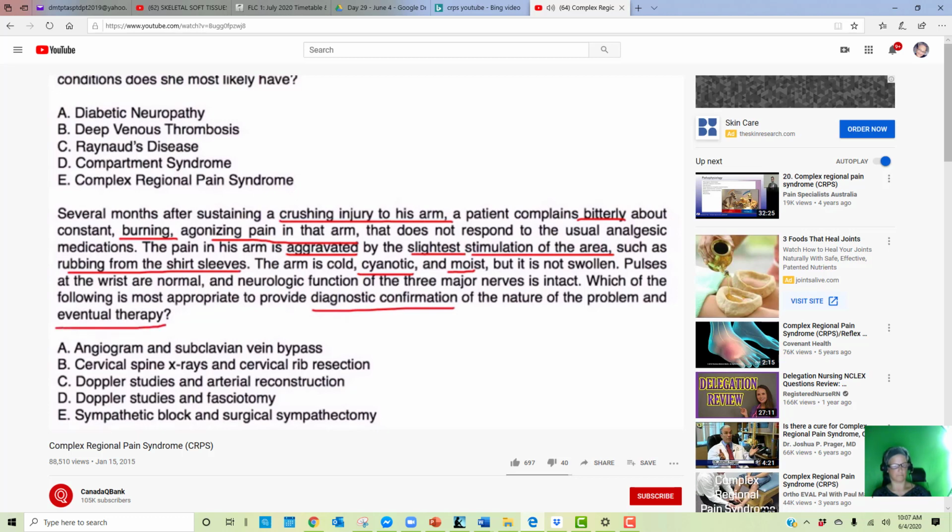Well, it's a very good question. I like this part here. Slightest stimulation of the area, such as rubbing from shirt sleeves. Now that is an example of which one? Allodynia. Because remember, allodynia is pain from stimuli which are not normally painful. So normally if you have rubbing from your shirt sleeve, it's not going to cause you any pain. But in a person with CRPS, something like that will. So that's a perfect example of allodynia.